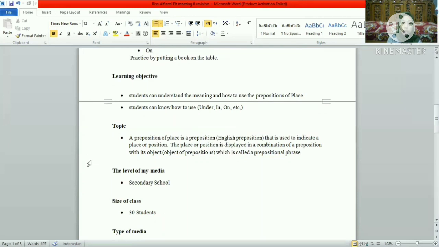And here I would like to explain our material, prepositions of place. A preposition of place is a preposition in English that is used to indicate a place or position. The place or position is displayed in a combination of a preposition with its object of preposition, and is called a preposition of place.